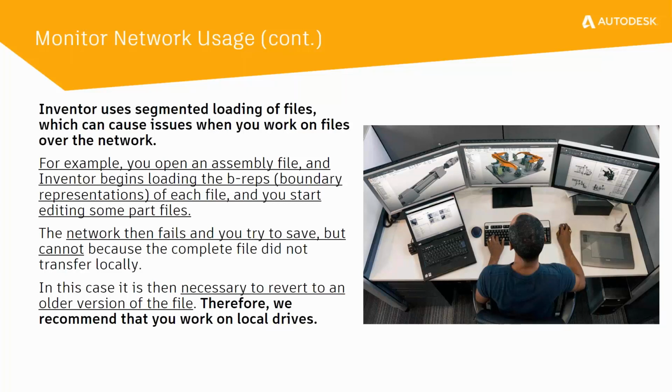The example here is when you open an assembly file, Inventor begins loading the BREPs, which are an acronym for boundary representations, of each file, and you can start editing some of those part files. But the problem is if the network fails and you try to save, you cannot. This is because the complete file did not transfer locally. It's only partially transferred the information over.